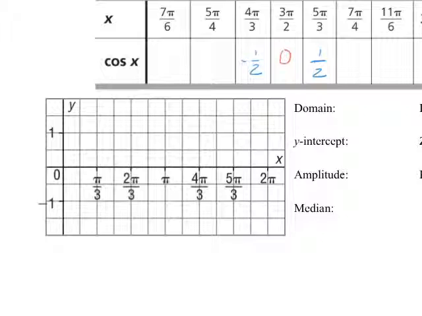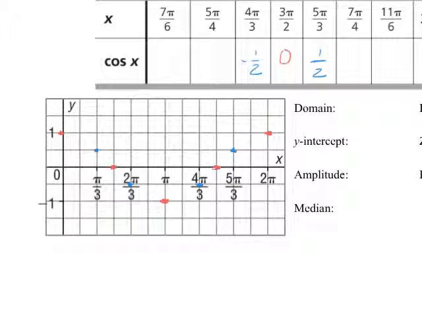At 0, cosine has a value of 1. Pi by 2, it's at 0. At pi, we're at -1. 3 pi by 2, we're back to 0. And at 2 pi, we're at the maximum value of 1. Putting in those other 4 points, we get them at those locations.